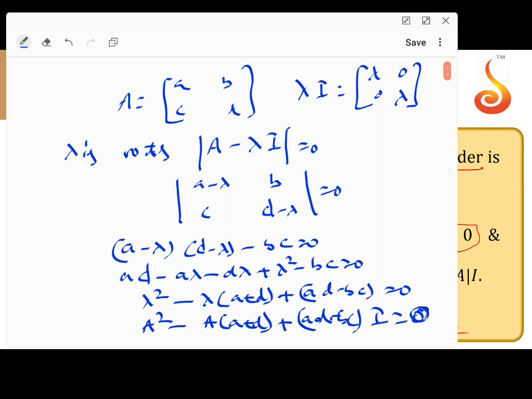If you write the matrices, each term should have a matrix. But what is λ here? A, because λ is the root of the equation. So now A² − (a + d)A + (ad − bc)I = 0. And ad − bc is nothing but det A. So a + d means the sum of the diagonal elements. That means the A coefficient is minus the sum of the diagonal elements, and the I coefficient is the determinant of the given matrix. I hope this is clear. It is very useful in solving objective questions, and it is time saving too.